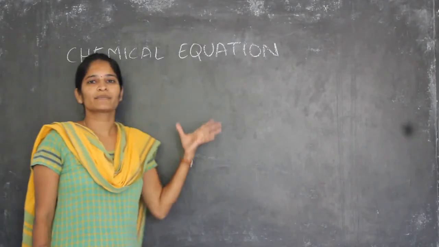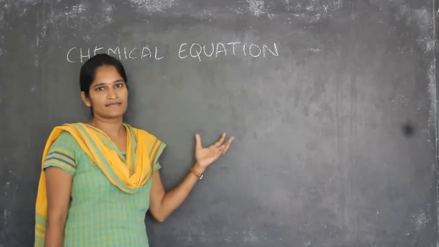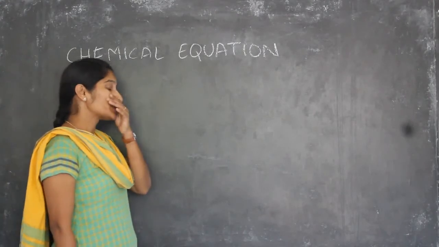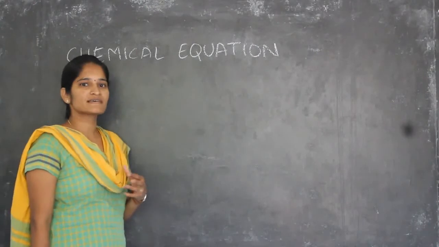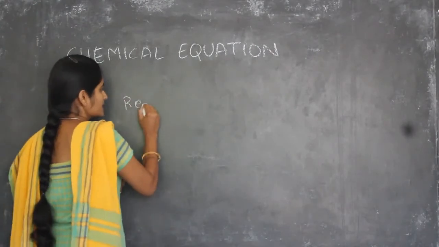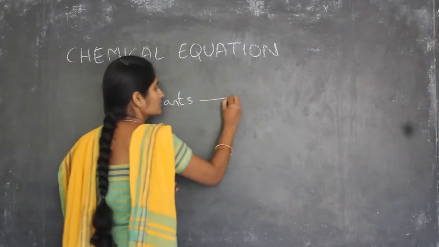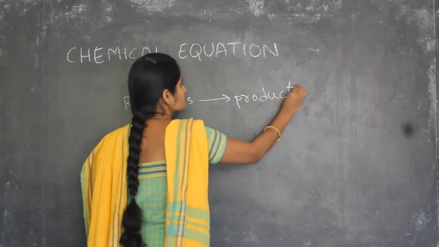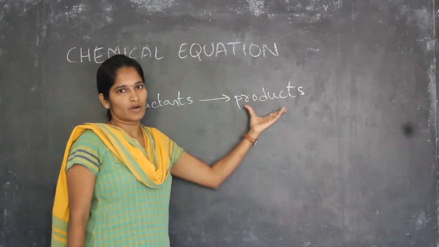Now we will see about chemical equation. In the last class we have seen what are reactants and what are products. Now we will see how to represent a chemical equation. The substances which undergo changes are called reactants. And the substances formed, that means the new substances which are formed after the reaction, are called products.